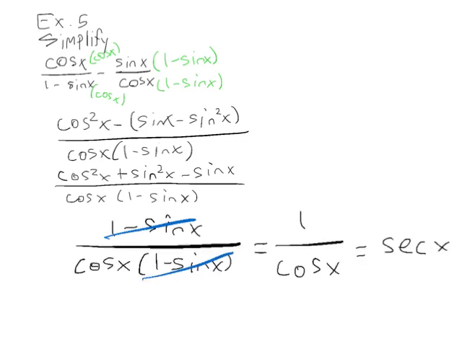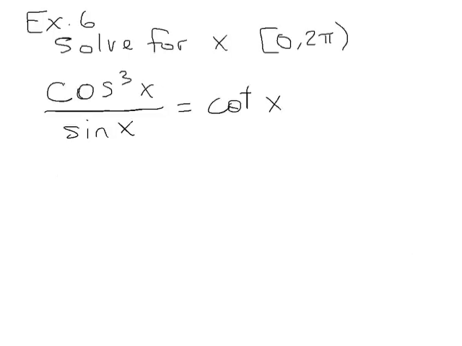We know that cosine squared x is equal to 1. That makes the problem easier. And so you just have to look for those things. All right, here's another one. We want to solve this guy for x on the interval from 0 to 2 pi. So cosine cubed x divided by sine x equals cotangent x.